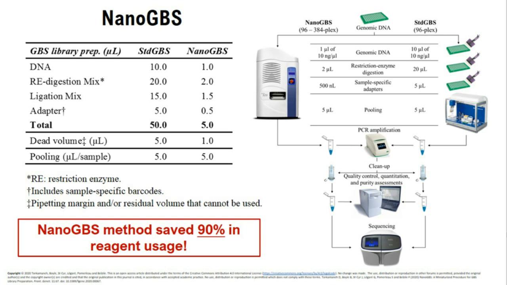In the picture, I just try to show you the different steps in the StdGBS, where we use manual pipetting to transfer all these materials, and in the NanoGBS we use only the Eco machine to do all this liquid transfer. So in the NanoGBS method, we could save 90% in reagent usage. But the question was, does the quality of the genotype stay the same when we reduce the reagent volume?